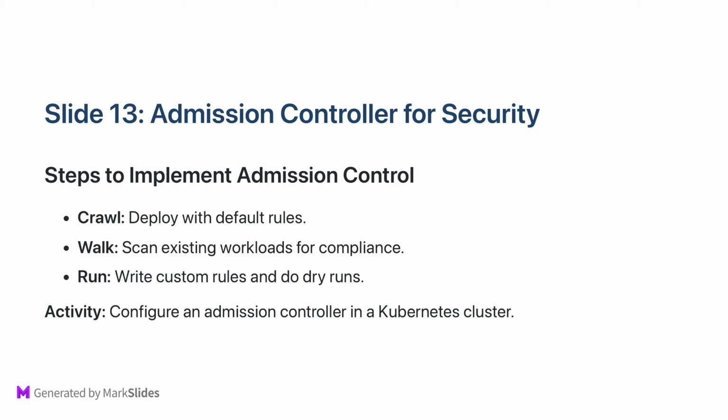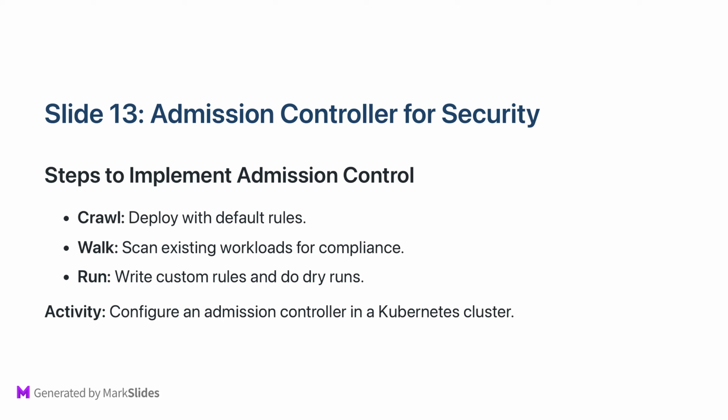Admission controllers are a crucial part of Kubernetes security strategy. They act as gatekeepers, intercepting requests to the Kubernetes API server prior to the persistence of the objects. This way, they can enforce policies or trigger actions like adding default labels or escalating privileges. Steps to implement admission control.